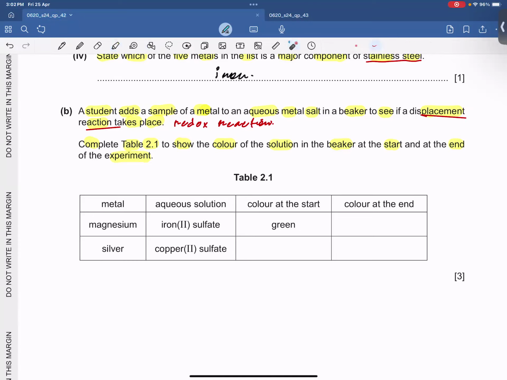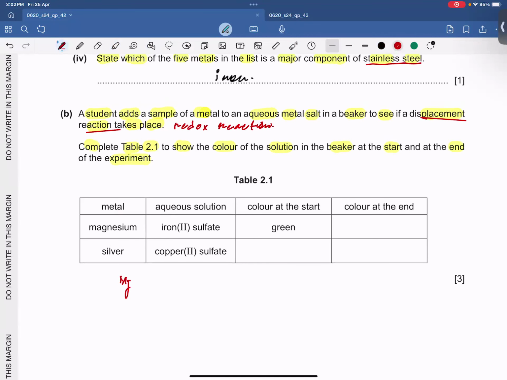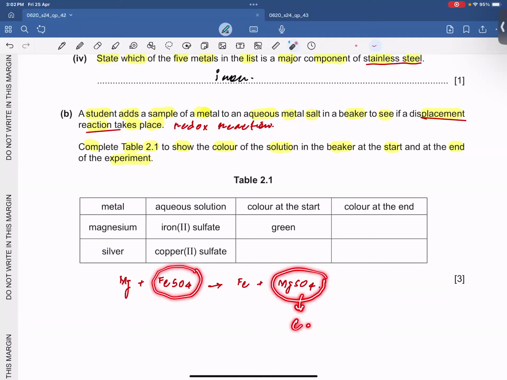Okay. So magnesium is more reactive, can displace iron ions from its solution into iron metal, and magnesium sulfate is formed. So obviously this is green and it will turn to magnesium sulfate, so it is colorless. So from green to colorless.